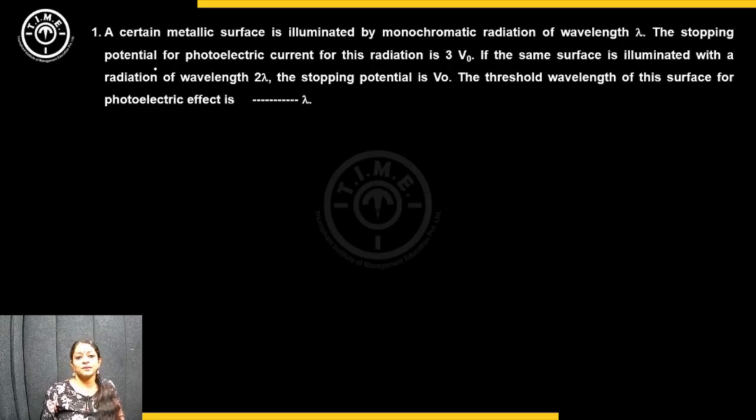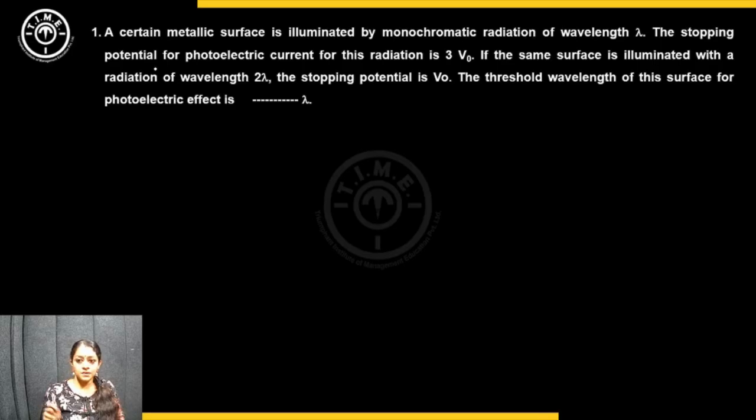It's a numerical type of question. Read the question. In this question, the given data are regarding the stopping potential and wavelength of the incident radiation, isn't it? So two cases are given. When the radiation of wavelength lambda is incident on the metal surface, then the stopping potential is 3V0.